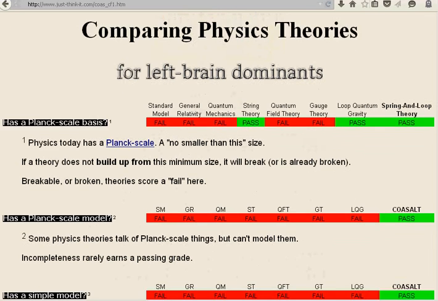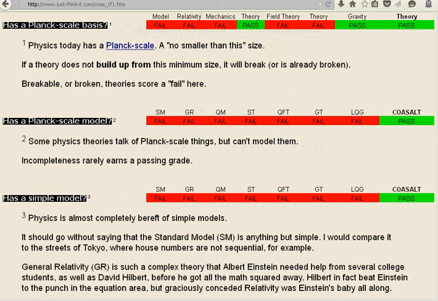Number 3. Does the theory have a simple model? Physics is almost completely bereft of simple models. It should go without saying that the Standard Model is anything but simple. I would compare it to the streets of Tokyo, where house numbers are not even sequential, for example.